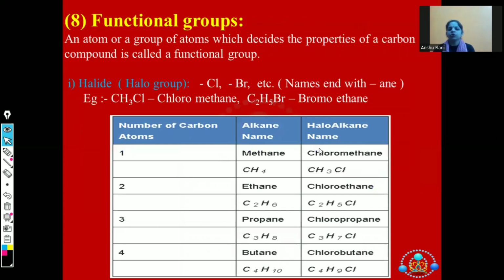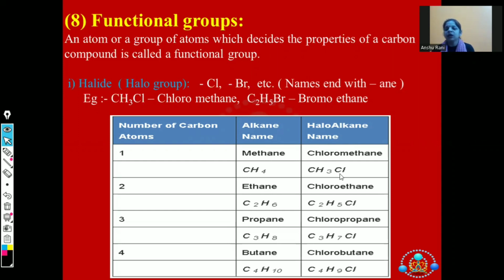Next, we are having functional groups. Functional groups are groups of atoms that decide the properties of carbon compounds. We are having different functional groups. First group is halide. In halide, we can have chlorine, fluorine, bromine, iodine in place of one hydrogen atom. Here you are having a series of alkanes: methane, ethane, propane, butane, pentane, hexane, and we are replacing one of the hydrogen by chlorine. So you will get CH3Cl.